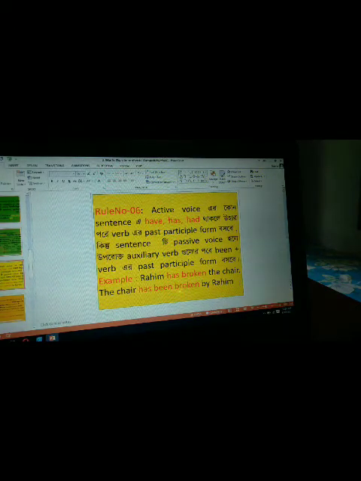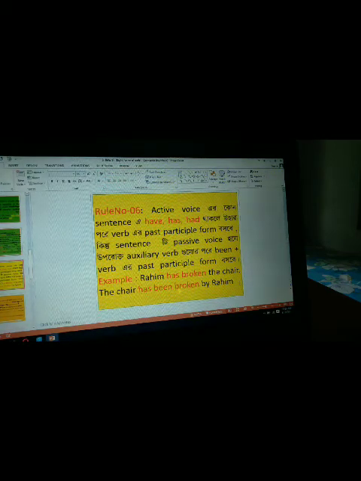In case of active voice, if there is have, has, or had as an auxiliary verb, it indicates that it's present perfect tense, and we will have to use the past participle form of the verb after it. As an example, I can say Rohim has broken the chair. Another example, the chair has been broken by Rohim if it is in passive voice.